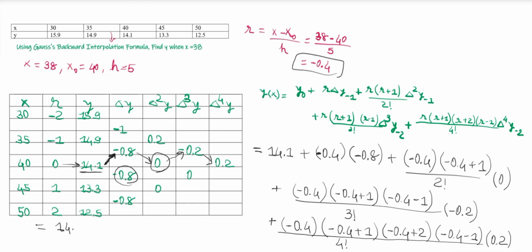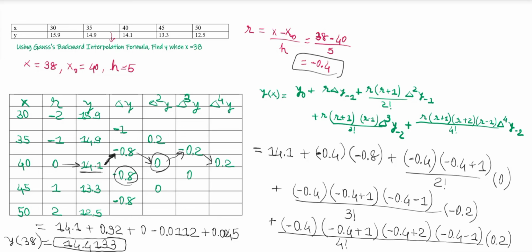Now on solving this, we get 14.1 plus 0.32 plus 0 minus 0.0112 plus 0.0045, which is equal to 14.4133. So this is how you can solve the examples based on the Gauss forward and backward interpolation formula.